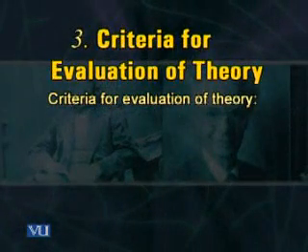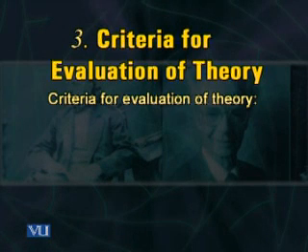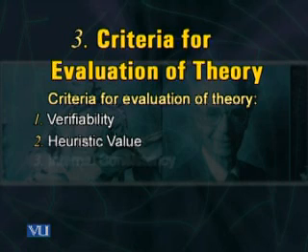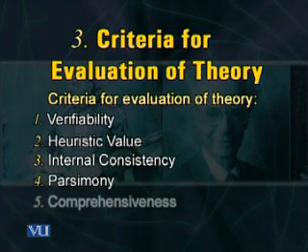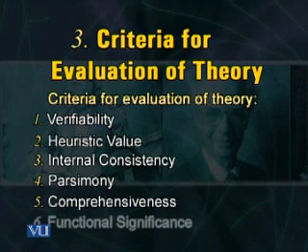Number 3, criteria for evaluation of theory. Criteria for evaluation of personality theory. Number 1, verifiability. Number 2, heuristic value. Number 3, internal consistency. Number 4, parsimony. Number 5, comprehensiveness. And number 6, functional significance.